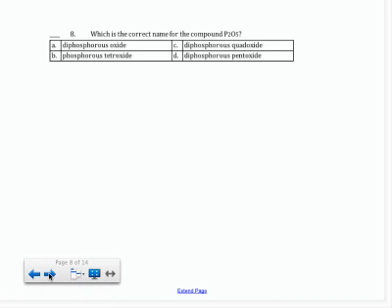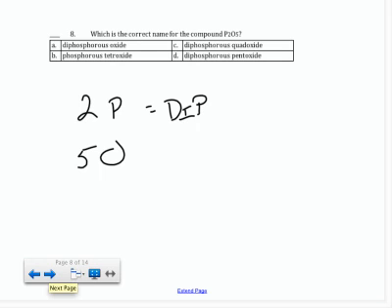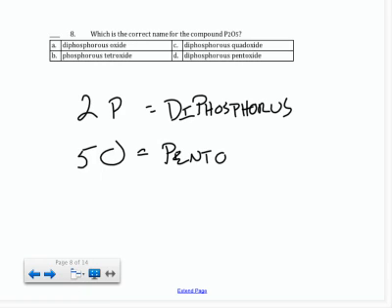What is the correct name for P2O5? All right, 2 phosphorus, 5 oxygens. The prefix for 2 is di, so you need a prefix for this one because there's more than 1. So it's going to be called diphosphorus. And then 5 oxygens, the prefix for 5 is penta. Because oxygen starts with an O, we can drop the A from penta, and it's just called pentoxide. So diphosphorus pentoxide, choice D.